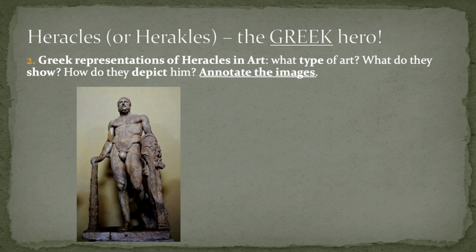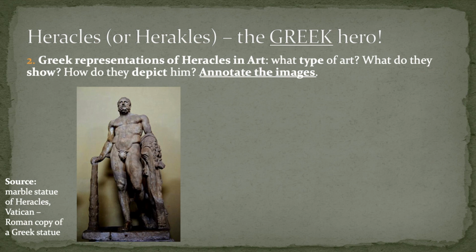Think about what kind of art we're looking at here. What do these pieces of art show? How do they depict him? And in your packs, you've got the 2 images. Here's the first one. This source is a marble statue of Heracles, which is in the Vatican in Rome, and it's in fact a Roman copy of a Greek statue.